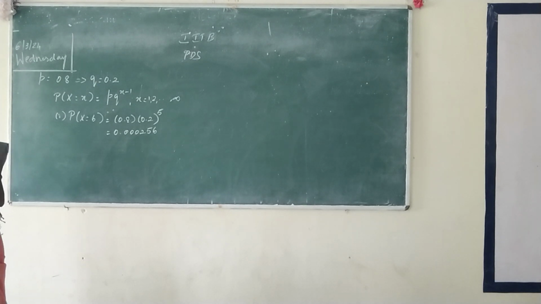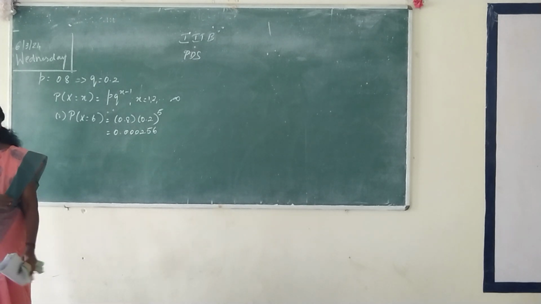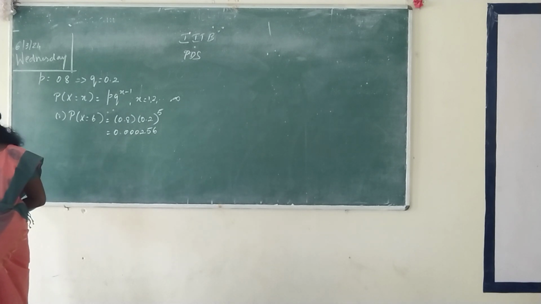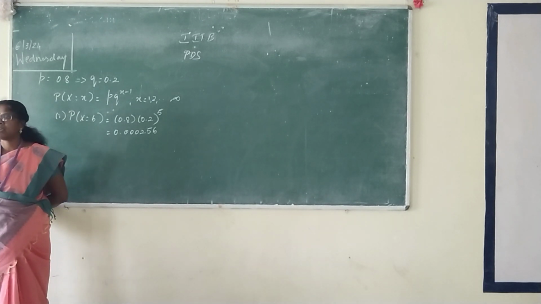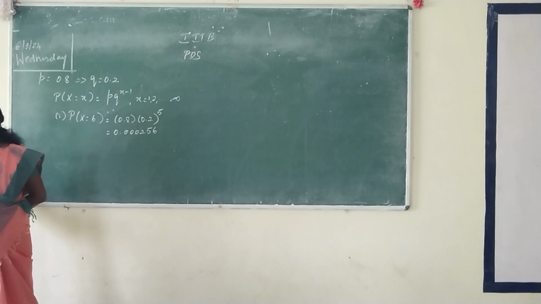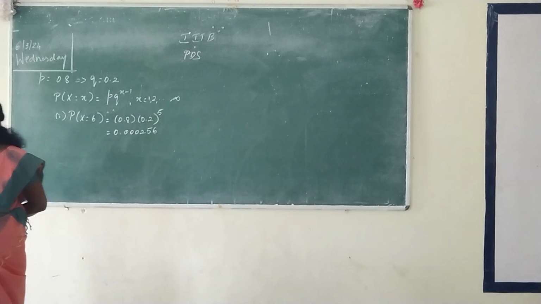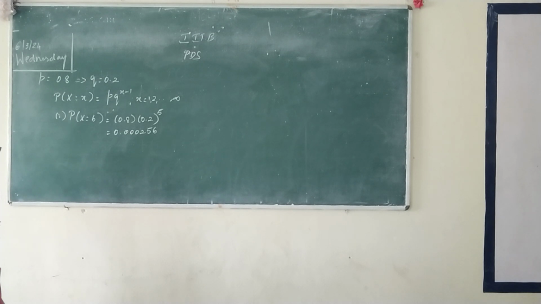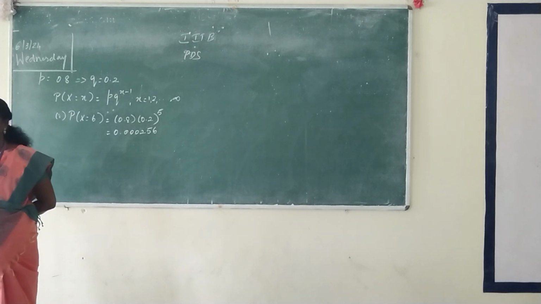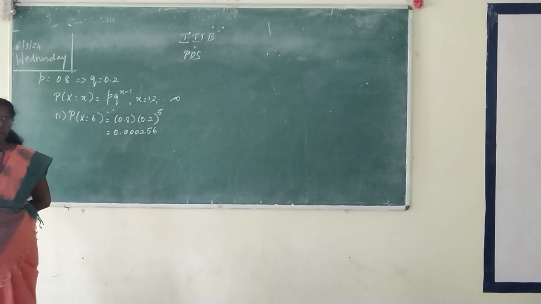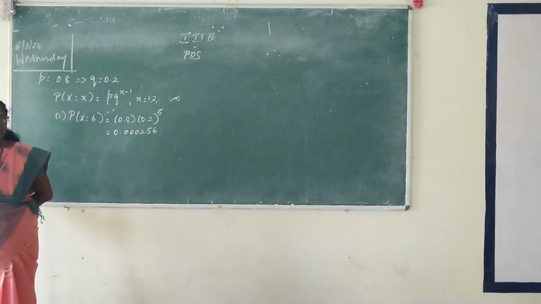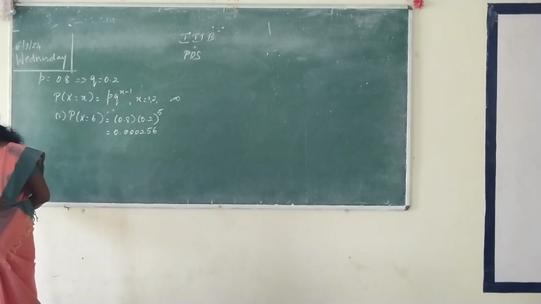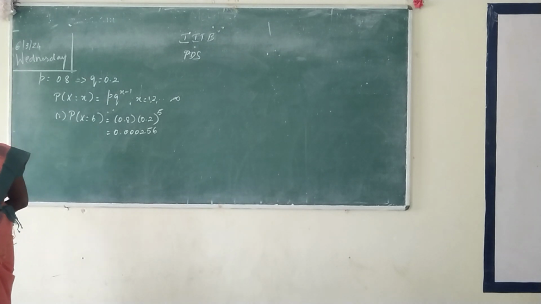So what is the second one you have to find? Less than 5 shots. So less than 5 shots means what are the possible values? He can hit the target on the first attempt itself, or at the second, or at the third, or at the fourth attempt. Less than 5 shots, he should have hit the target. Is x equal to 0 allowed? X equal to 0 means no shot, he did not hit the target. So x equal to 0 is not allowed.